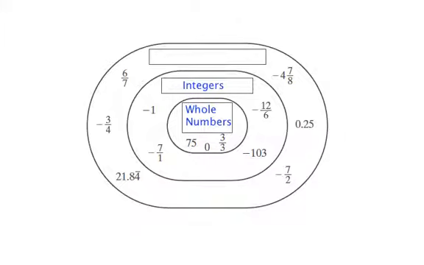The last group we're going to look at is rational numbers. Rational numbers include anything that can be written as a fraction. So 6 over 7, negative 3 over 4, 21.84 with a bar notation over the 4 is a fraction, can be written as a mixed number. Negative 7 over 2, 0.25, and negative 4 and 7/8. If you can write a number as a fraction, it is a rational number.